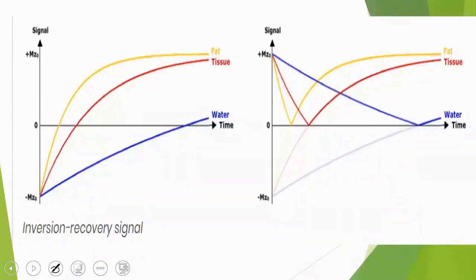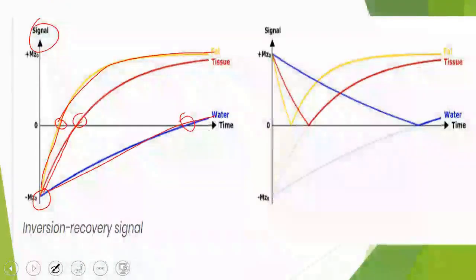So, what happens in this case? The relationship of the signal here is that the signal is strong, but in the negative direction. The fat increases until it reaches zero, and then its signal rises again. The tissues close to fat behave the same way. And water takes a long time to reach null or zero magnetization.